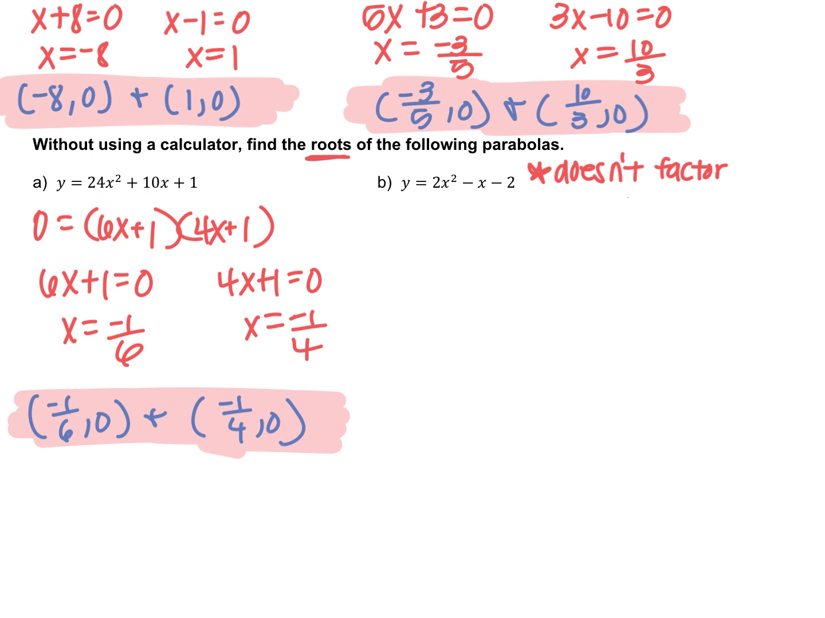And don't worry, we're going to do some more practice with completing the square today. So let's do quadratic formula. So I have A equals 2, B equals -1, C equals -2.